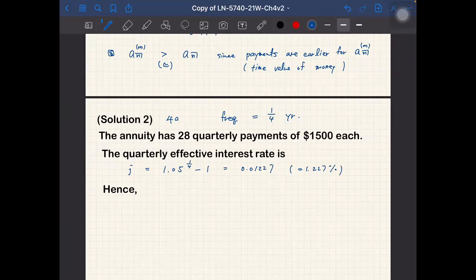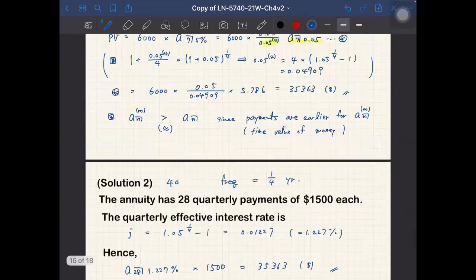So the present value is the annuity for 28 payments at the interest rate of 1.227%, and we have a $1,500 payment. This is equal to 35,363. In common sense, solution 2 is much faster than solution 1. The only thing we have to do is translate everything to a quarterly basis. Most of the time we recommend this method.